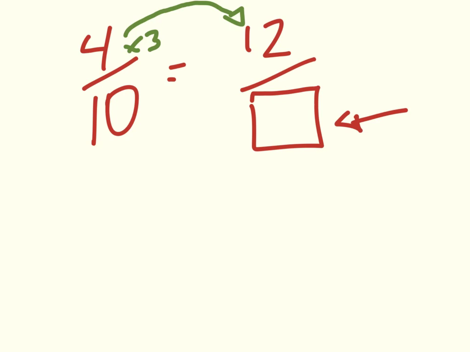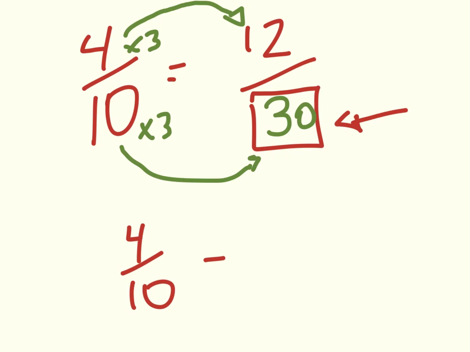So in order to get to my denominator from 10 to this blank, I should do the exact same thing as I did to the 4, which is multiply by 3. And 10 times 3 is 30. And there we have it. 4/10 is equivalent or equal to 12/30.